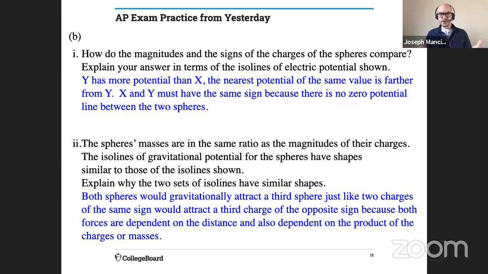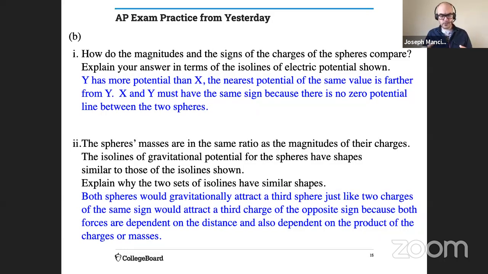All right, and then there's this question about mass versus electrostatic attraction and repulsion. The sphere's masses are in the same ratio as the magnitude of their charge. Kind of clued you into that yesterday. The isolines of gravitational potential have the same shapes as the isolines shown. Explain why they have similar shapes. Well, the way that we have it here is kind of in teacher speak.